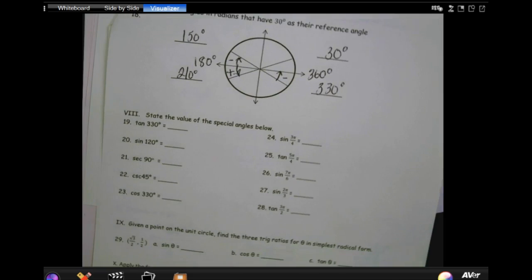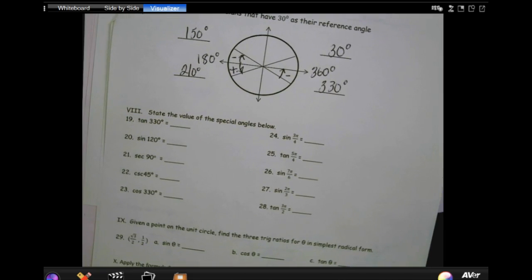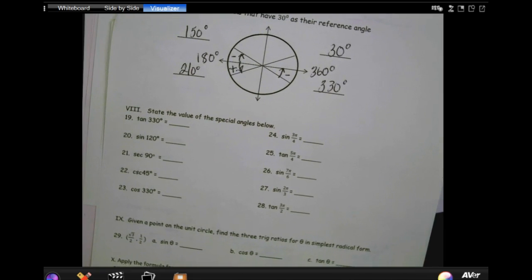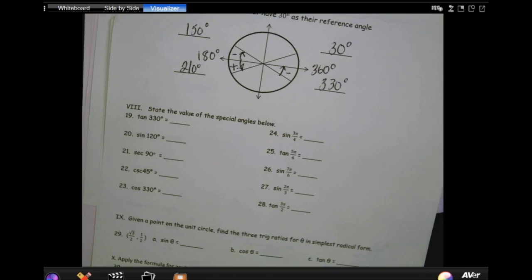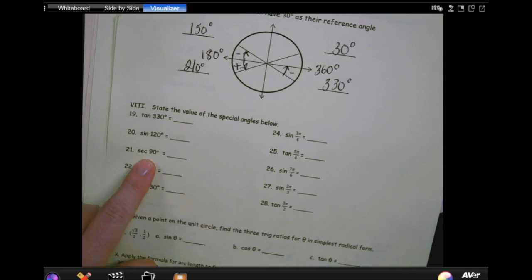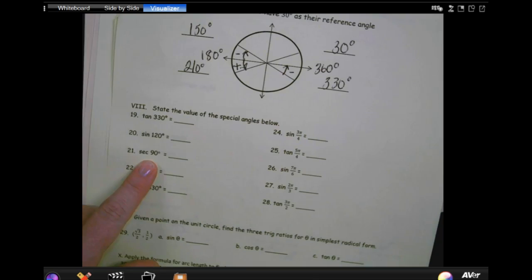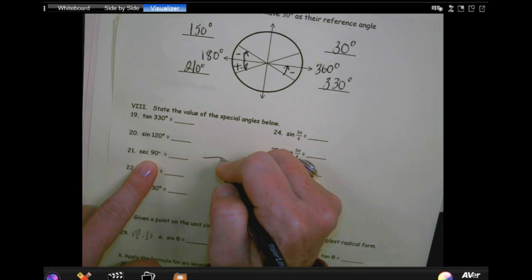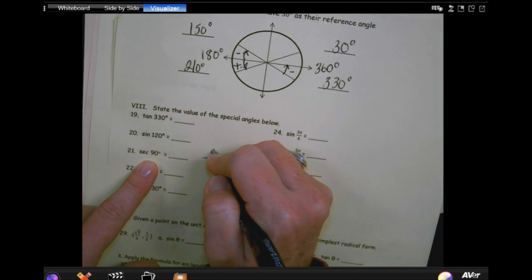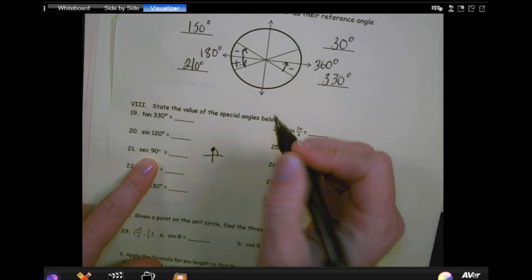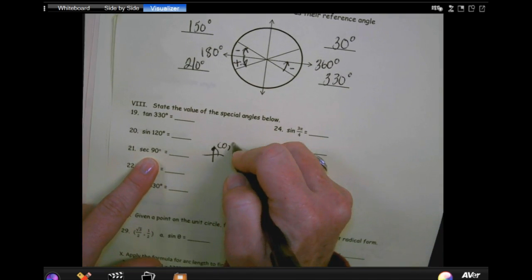All right, state the value of the special angles below. So first of all, let's do any that are the quadrantal. Does anybody see any that are a quadrantal? So the 90. So first thing, it's the quadrantal and it's 90. So I'm looking at right here, and my point right here is 0, 1.